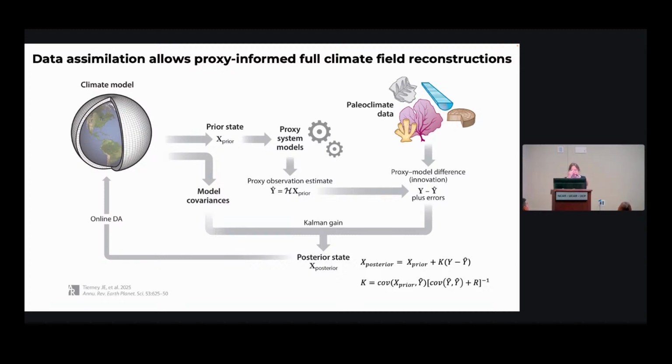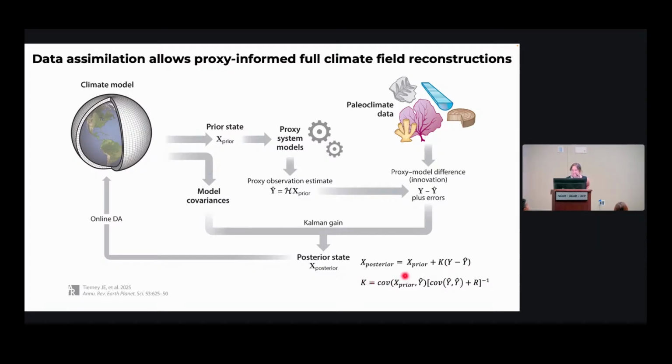So if you're a paleoclimatologist and you think of the systems of equations we use to transform, say, d18O of a foraminifera shell into sea surface temperature, we're kind of going in the opposite direction there. Once we have those proxy observation estimates, y hat, we can compare them to our actual proxy records, y. And if you look down at these equations at the bottom, I don't know if I can, okay.